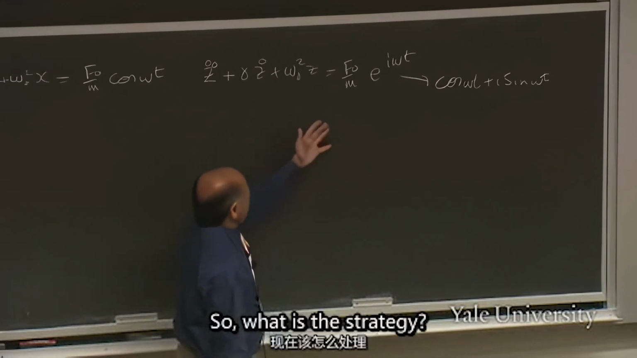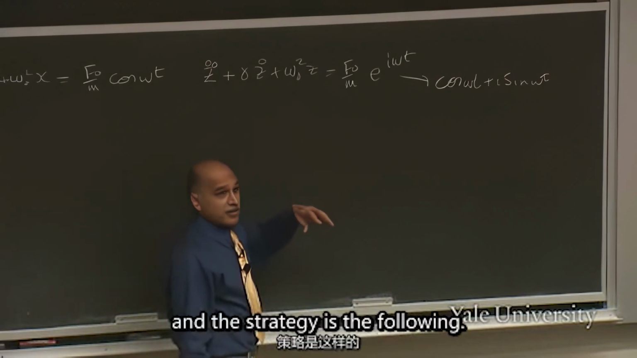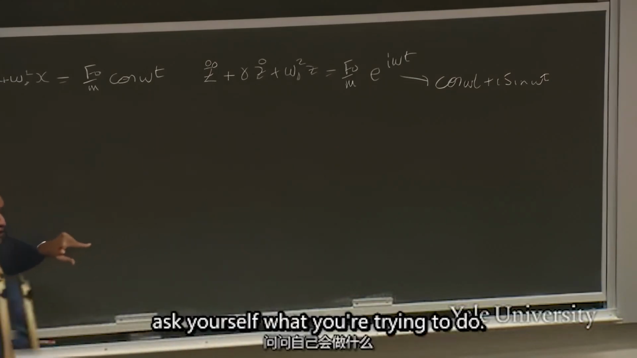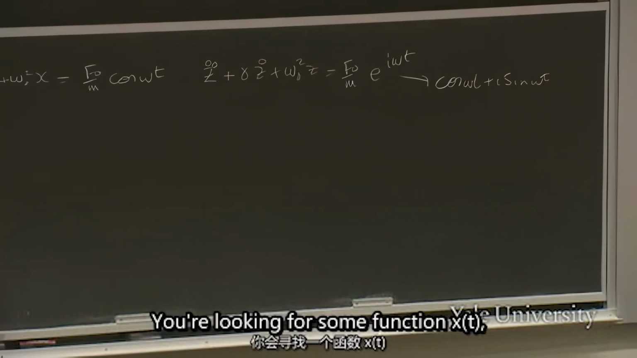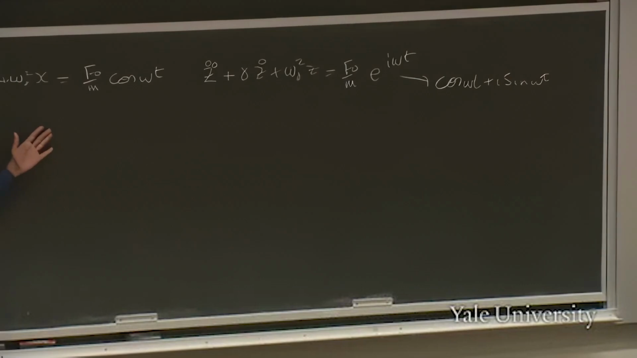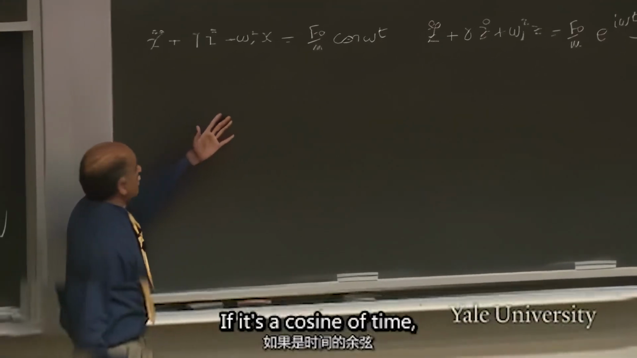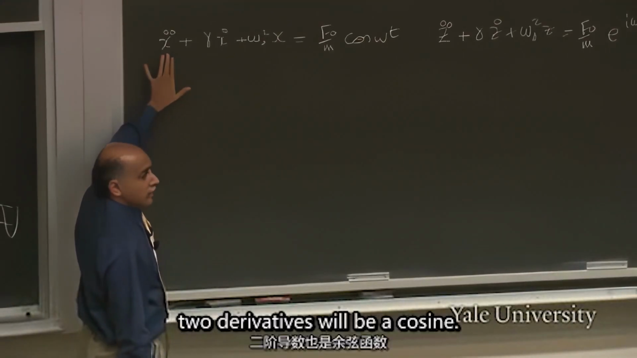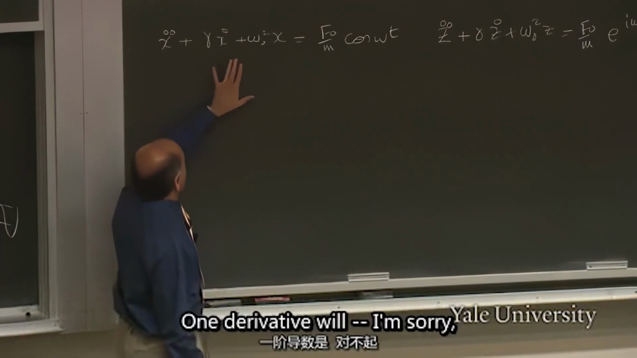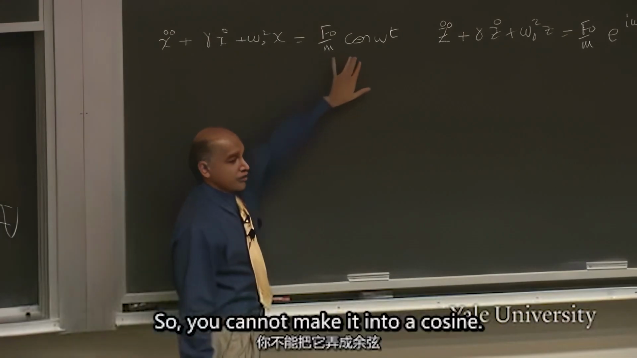So what is the strategy? Why are we taking the problem and making it worse than it is? Because we have a strategy. The strategy is the following. If you have right-hand side cos omega t, ask yourself what you're trying to do. You're looking for some function x of t, which should obey this equation. You can try various functions. Maybe x is a cosine of time. If it's a cosine of time, two derivatives will be a cosine. One derivative will be a sine. So you cannot make it into a cosine.